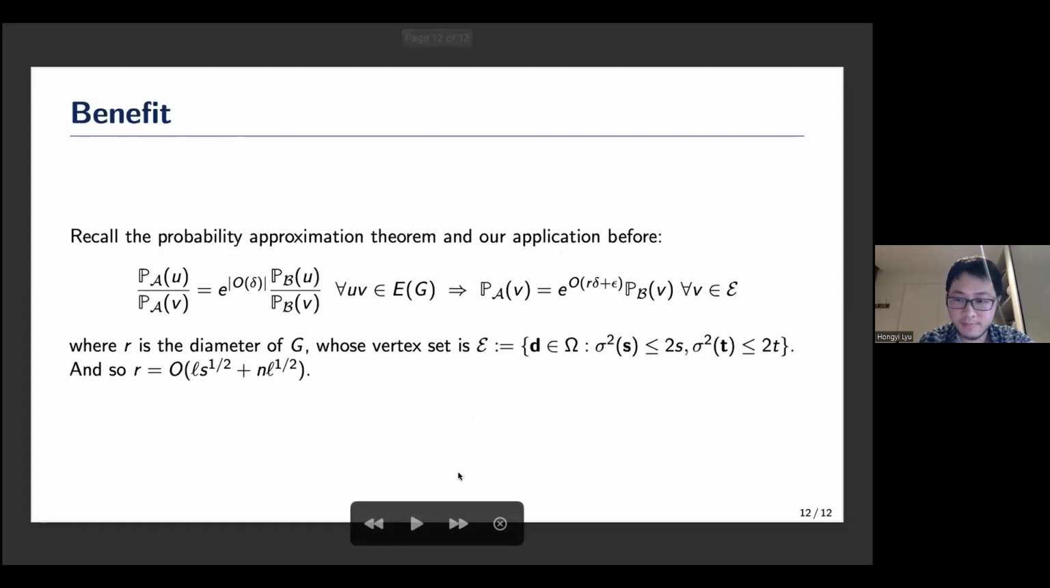And the benefit of this new construction is that we can have a better approximation between the probability ratio in the two spaces, namely a smaller delta. And so we're able to accommodate a larger R if we want this to be of order little o of 1. And with little effort, it can be shown that this R is of order big O of this. And so a larger R directly corresponds to an extended range of degree sequences covered by the asymptotic formula. And that's it. Thank you for listening.